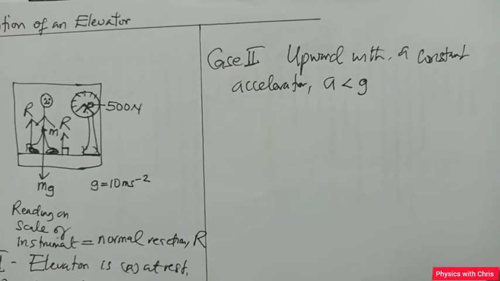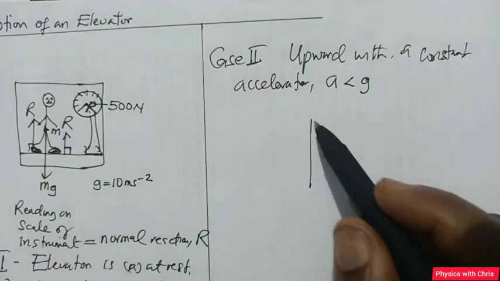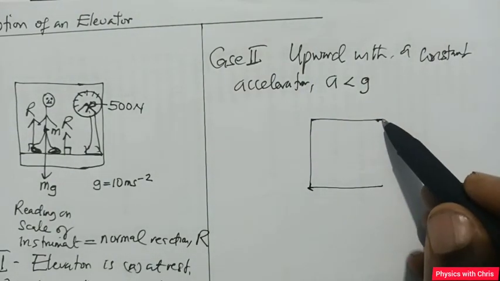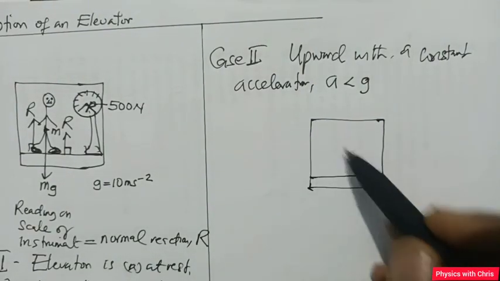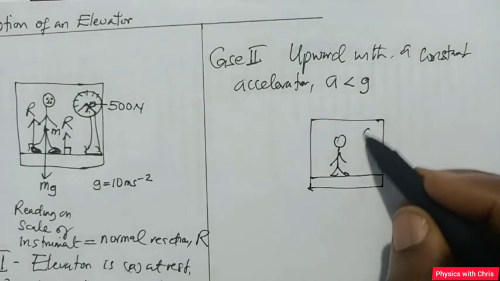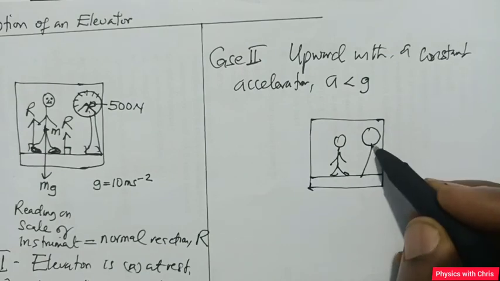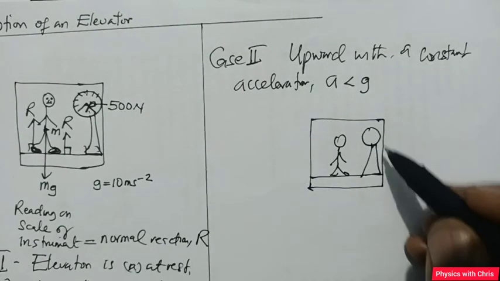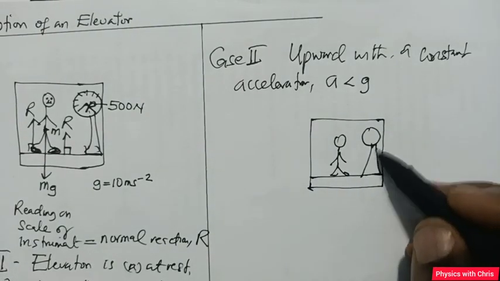We want to do the analysis again. Of course, this is the motion of the boy in the lift. This is a diagram showing the boy in the lift. Now I'll draw the display section of the lift. Let's say I'm using a digital scale or a digital balance.